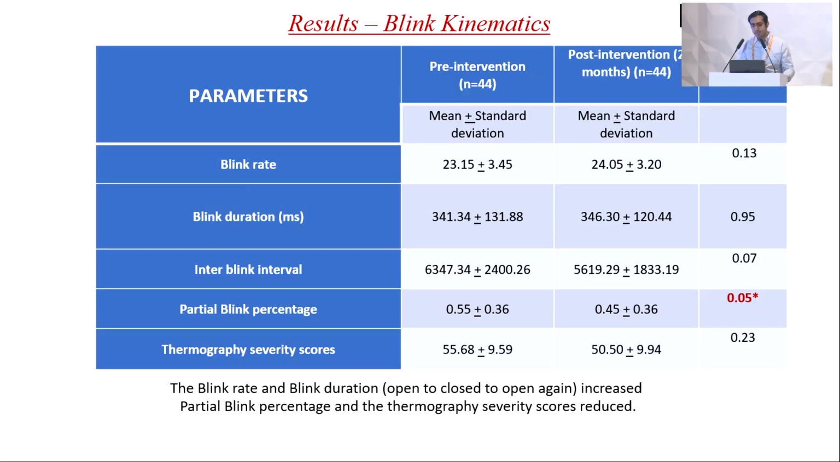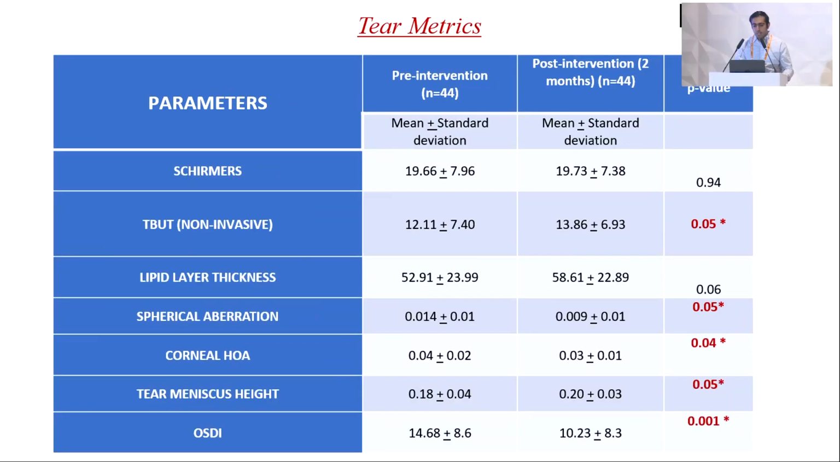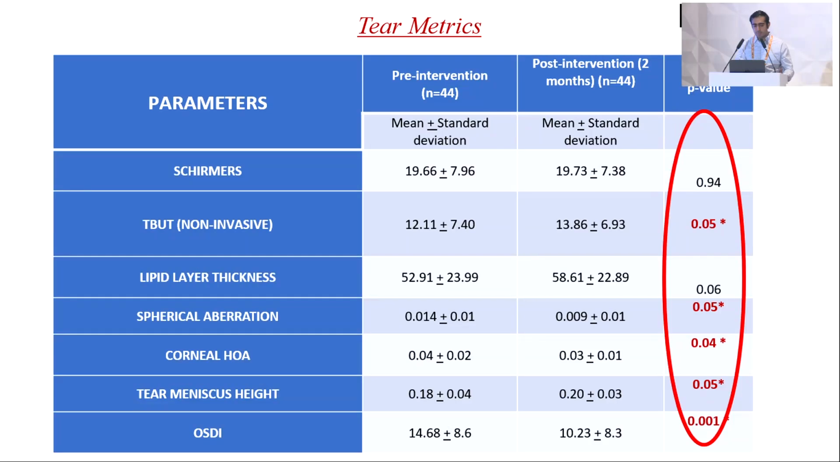So coming to our results, when we looked at the blink kinematics, we saw that the blink rate, the blink duration, the interblink interval, the partial blink percentage, and the thermography severity scores all showed improvement, although the partial blink percentage was the only one which reached statistical significance. In terms of the traditional tear metrics, the Schirmer's did not show any significant change. The non-contact TBOT, the lipid layer thickness, the spherical aberrations, the corneal higher order aberrations, the tear meniscus height, and the OSDI were all significantly better in post-intervention eyes.